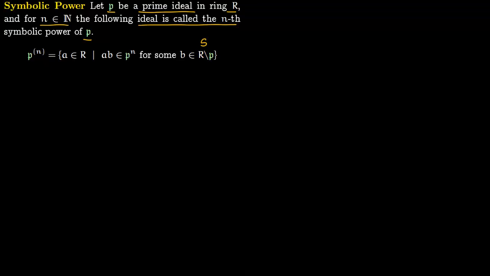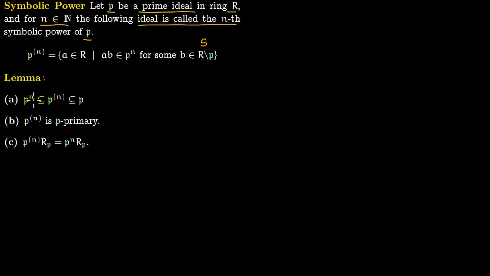So here is a lemma for symbolic powers. P to the n is contained within P to the symbolic power of n, which is in turn contained within the prime ideal P. So this is part A. Let us first prove this part A.